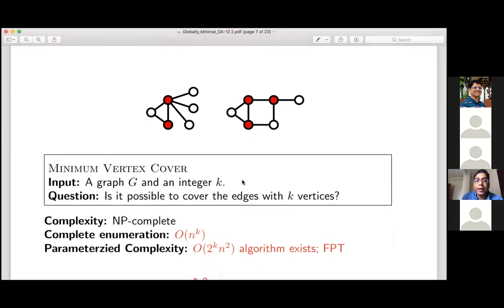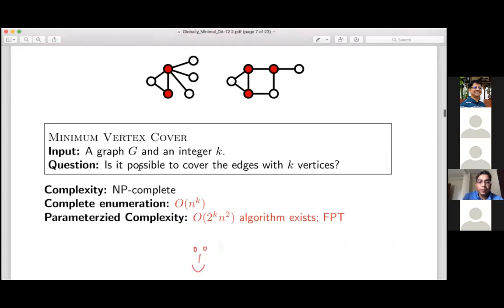So we look for minimum vertex cover. The problem statement is this: given a graph G and an integer k, is it possible to cover the edges with k vertices? That's the question that we ask, or at most k vertices, because it's a minimization problem. Now, this problem is NP complete. There is no efficient algorithm. When I say efficient algorithm, that means there is no polynomial time algorithm to find the minimum vertex cover.